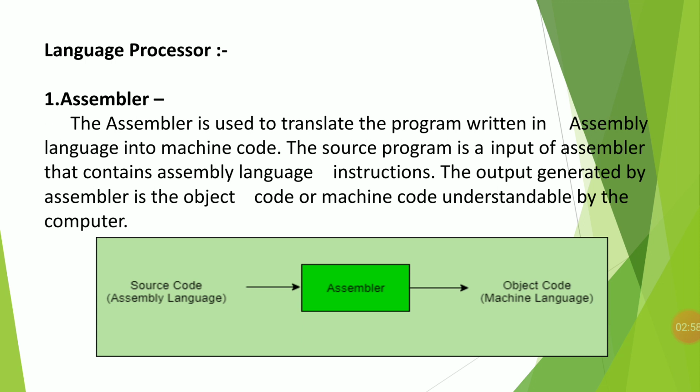Now just see that figure. Source code, it means assembly language, goes through the assembler, and then it generates object code, that is machine code or machine language. It means the role of the assembler is to translate the source code that is in assembly language. After that our machine understands that particular code, and then it gives the respective output according to that particular program.